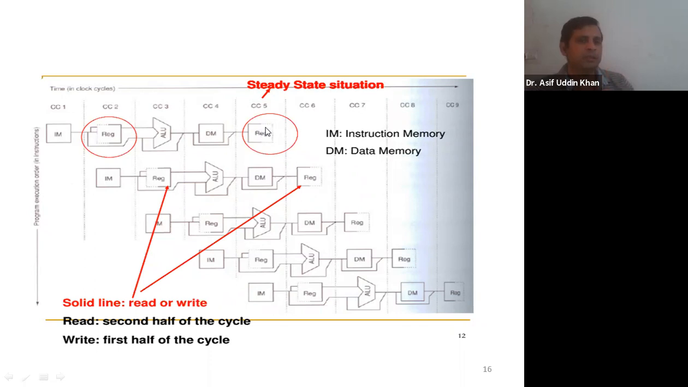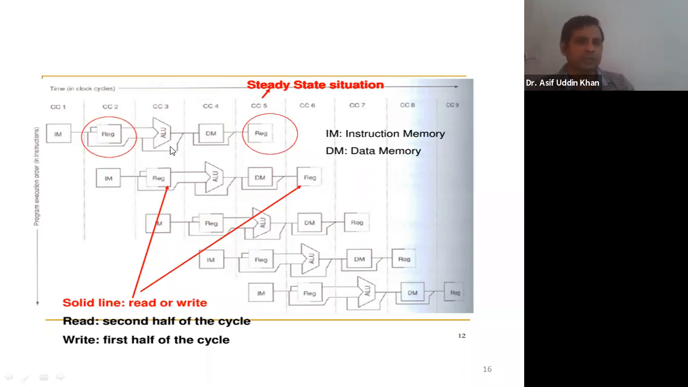Here, in the first half of this clock cycle, the register write operation is done. In the second half of this clock cycle, a register read operation can be done by some other instructions. So this is actually happening here.